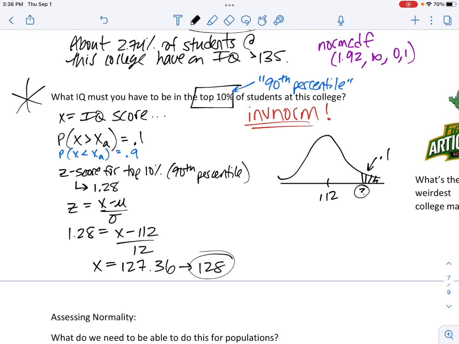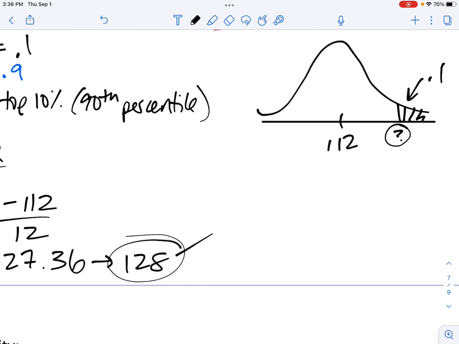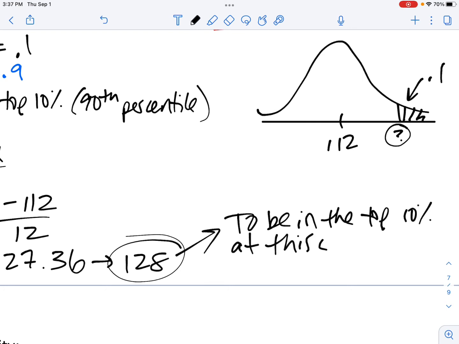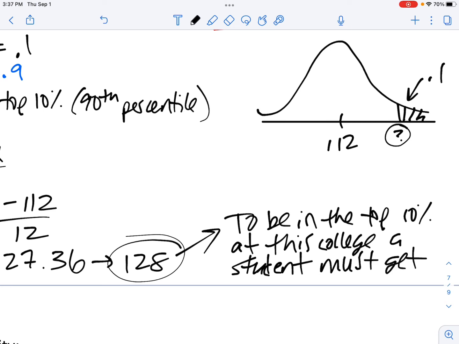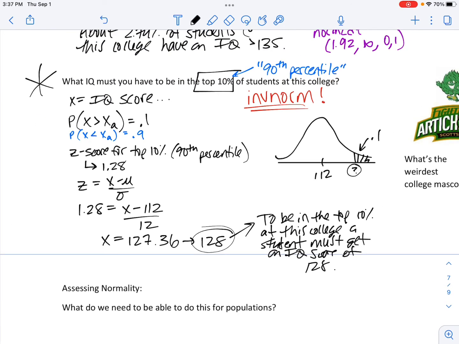So how do I conclude this? And then I'll remind you how to do that in the calculator or show you. To be in the top 10% at this college, a student must get an IQ score of 128 or higher, I guess. Sorry, my writing got a little bit messy there.